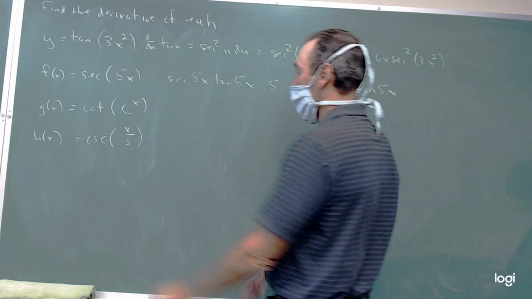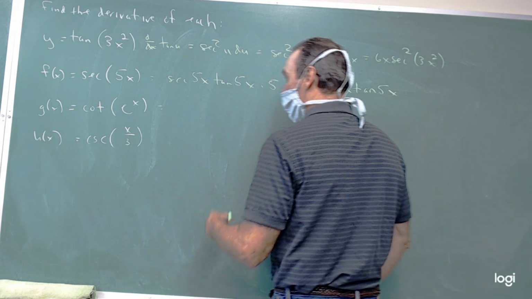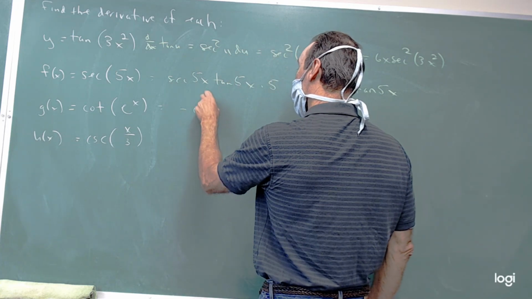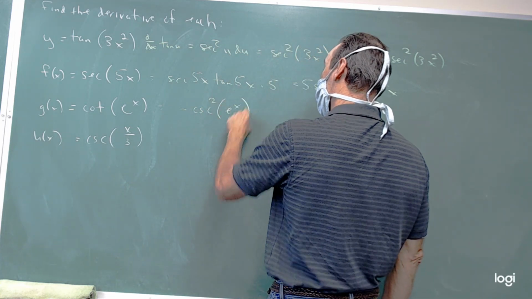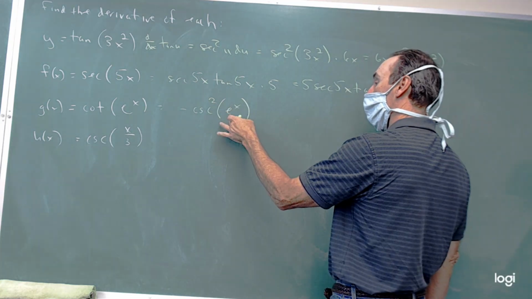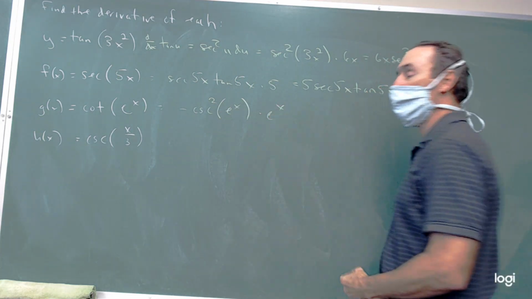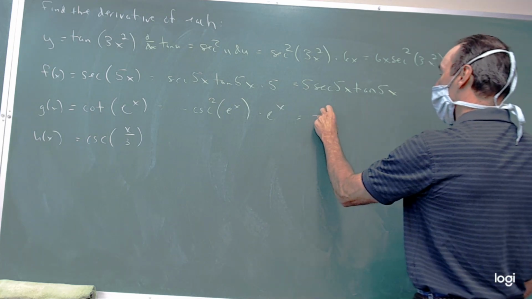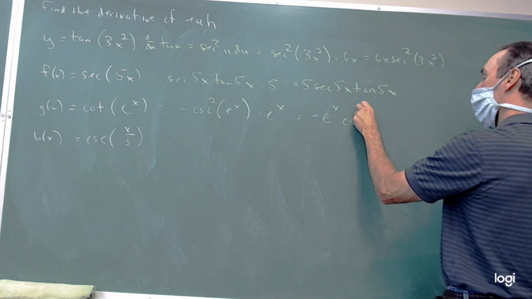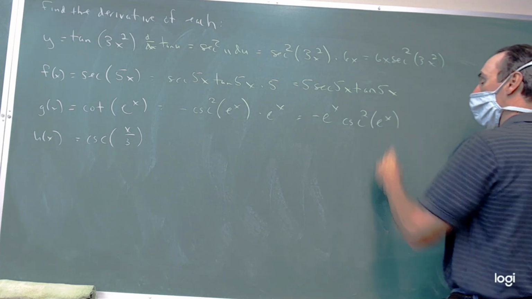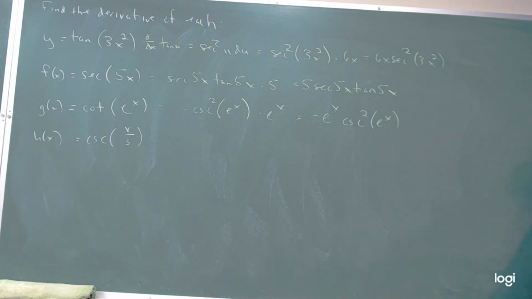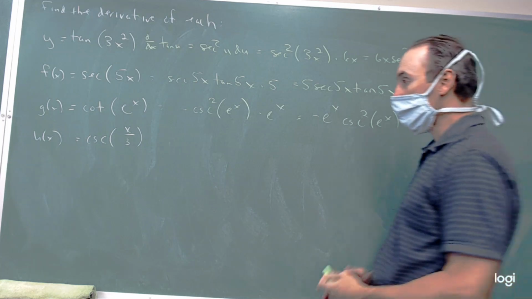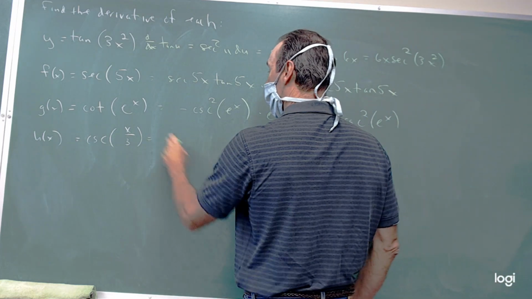So cotangent, the derivative is a negative cosecant squared of e to the x, and then times the derivative of e to the x gives us an extra e to the x. So we'll bring that out in front, so it'll be a negative e to the x cosecant squared of e to the x. For cosecant, it's a cosecant cotangent, a negative cosecant cotangent.